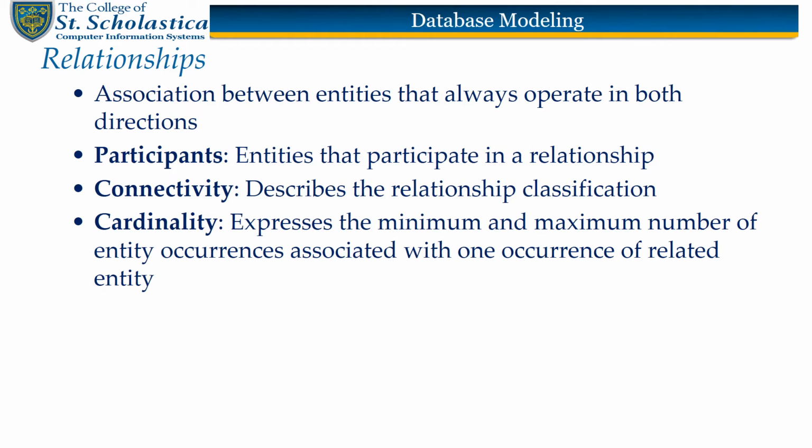Entity relationships may be classified as one-to-one, one-to-many, or many-to-many. The term connectivity is used to describe the relationship classification. Cardinality expresses the minimum and maximum number of entity occurrences associated with one occurrence of the related entity.